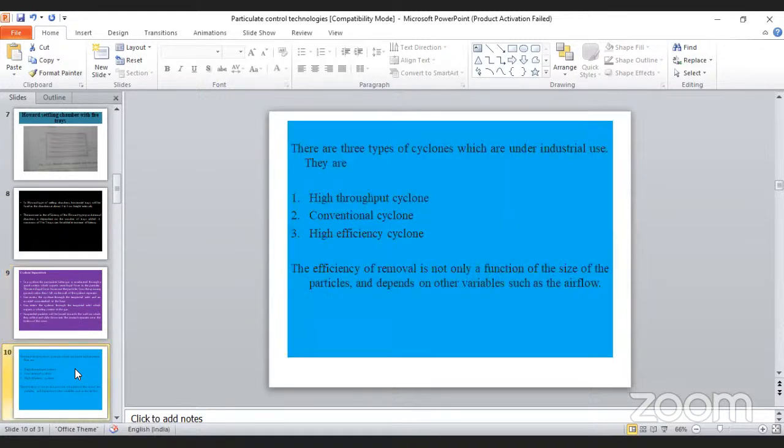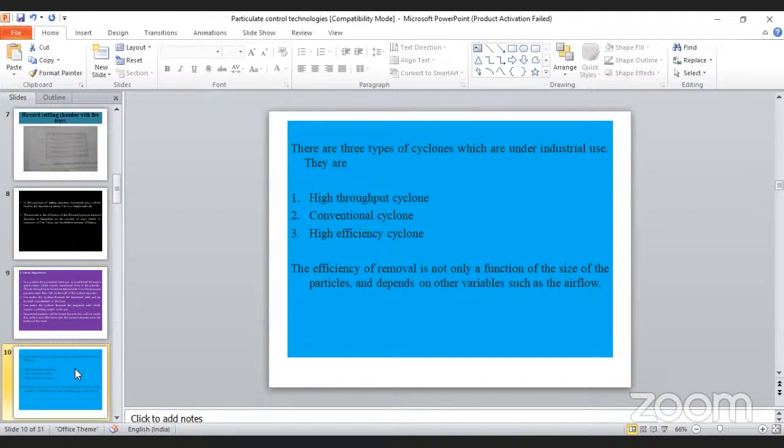Okay. There are three types of cyclones generally available for industrial use. One is the high throughput cyclone, the second is the conventional cyclone, and the third is the high efficiency cyclone. High throughput means the input should be very high. Conventional means normal, without any special feature. High efficiency means working at an optimum level, with less energy consumption and more output. That means whatever gas stream you are sending inside, according to the speed of the input, it will pass very fast, and its falling rate is also high.